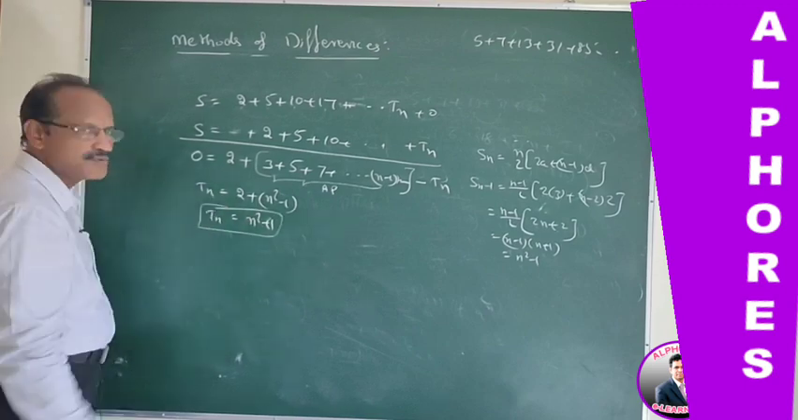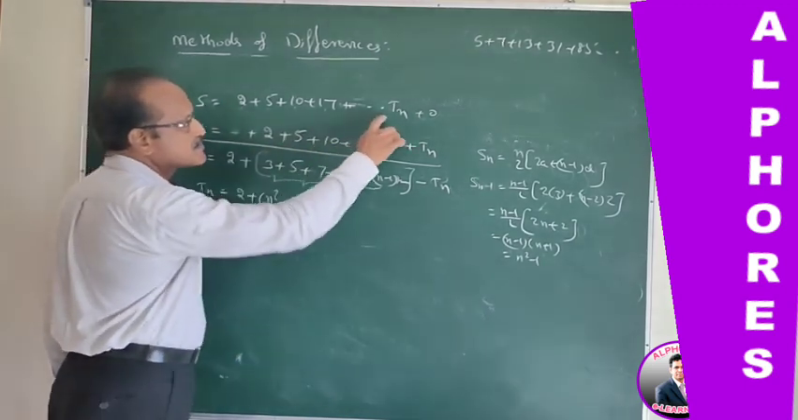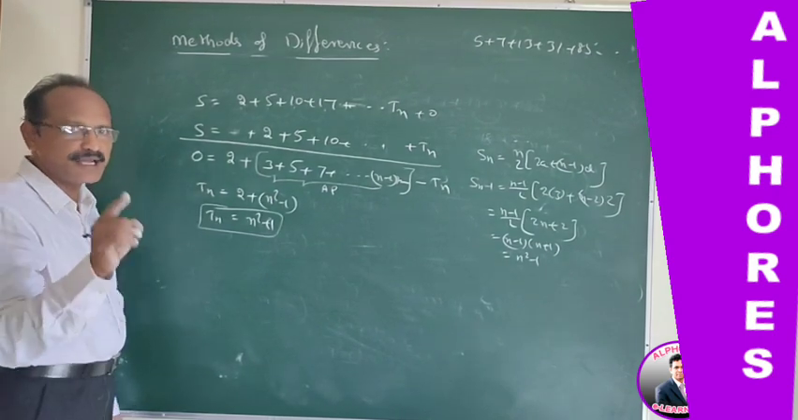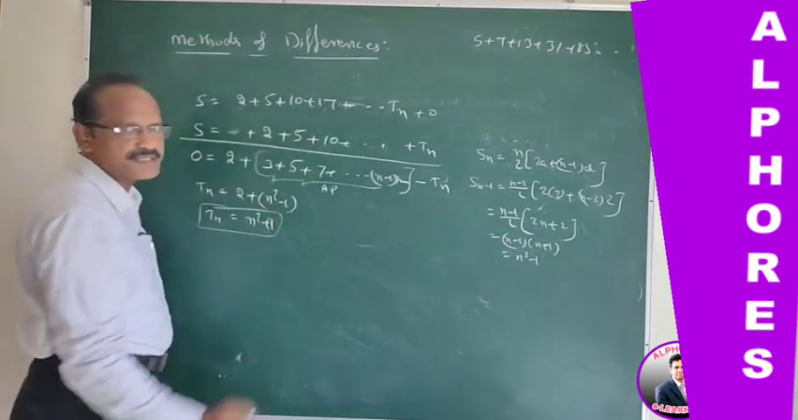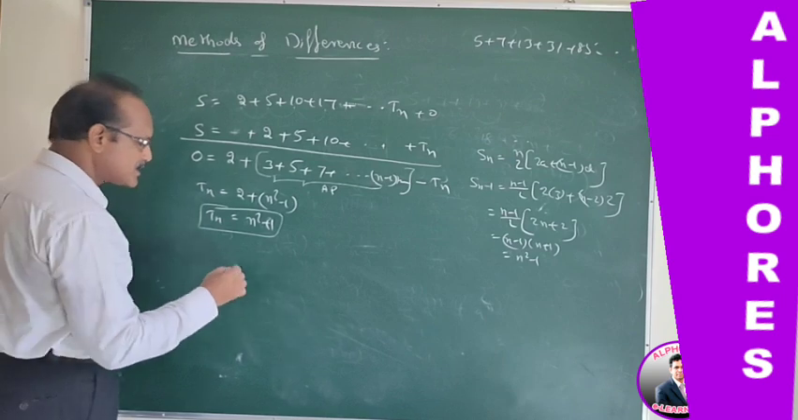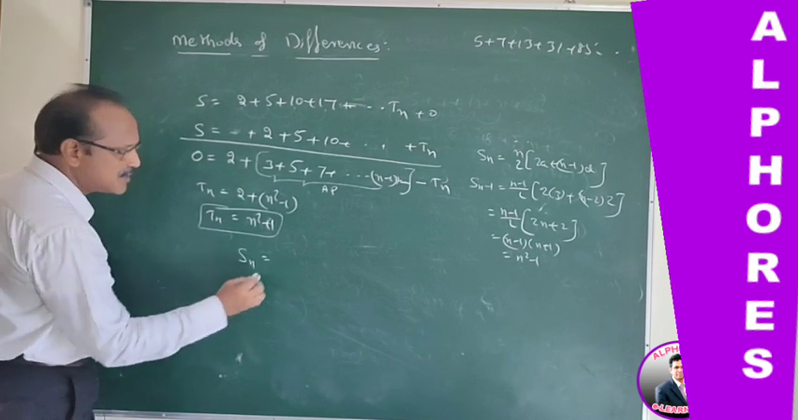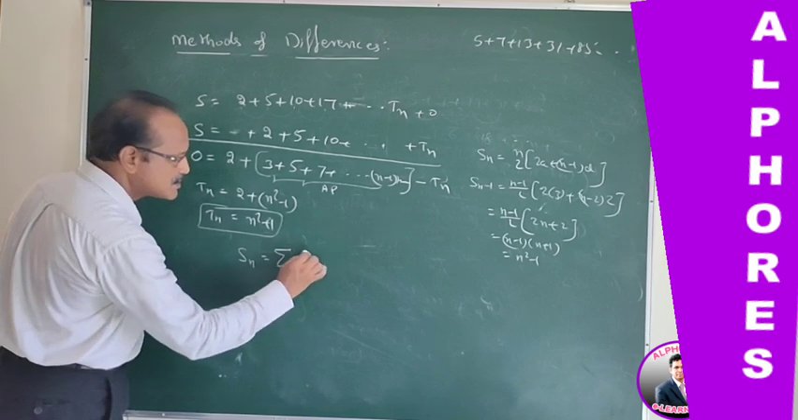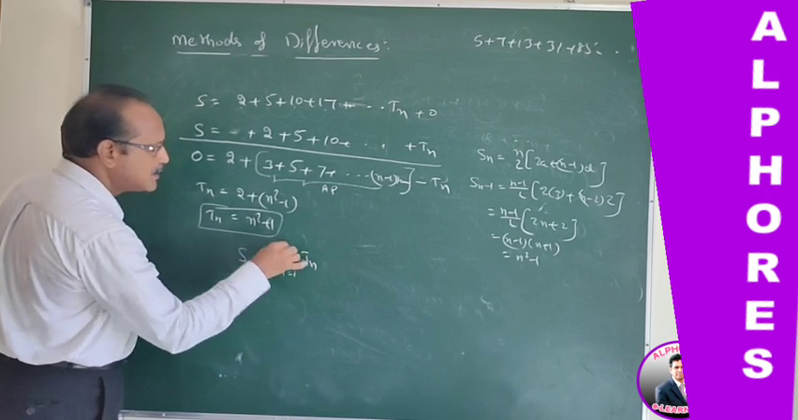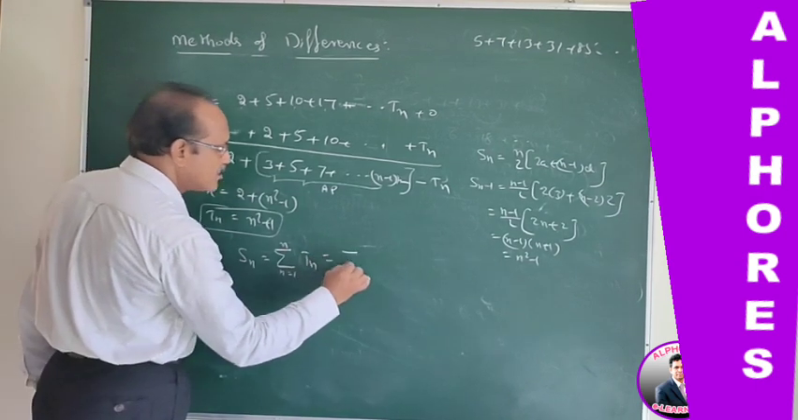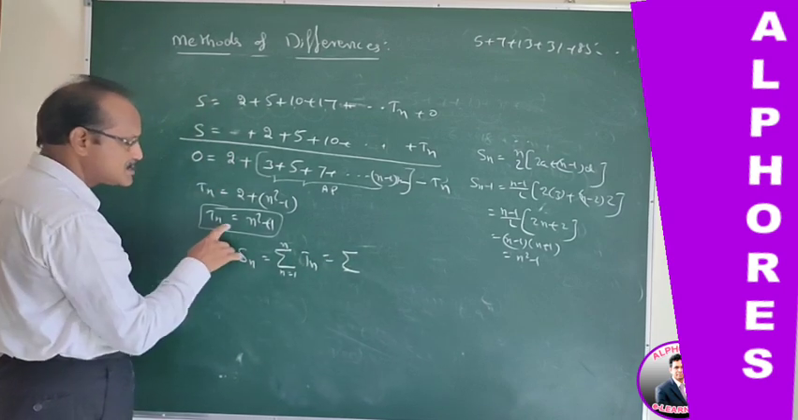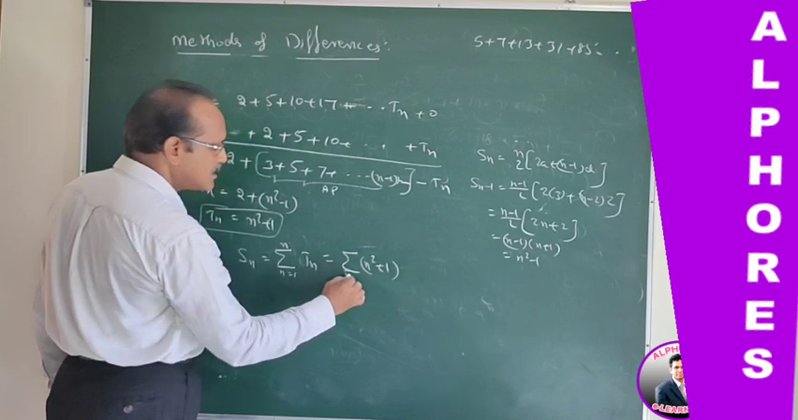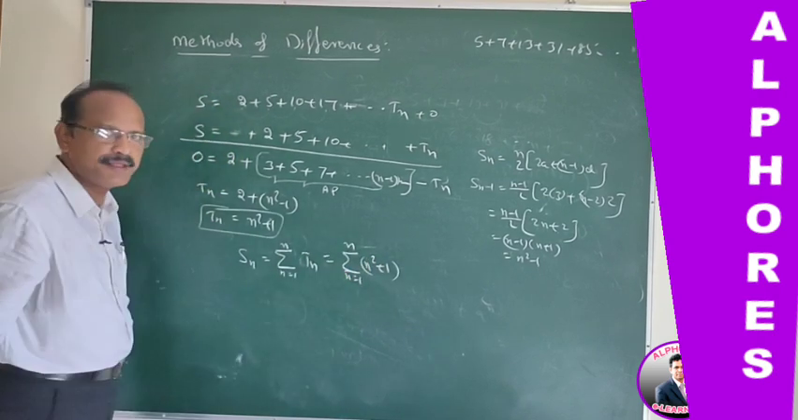Now we have calculated only the nth term of the sequence. But you have to calculate the sum to n terms of the sequence. Now we are going to calculate the sum to n terms. You know, the sum to n terms is nothing but sigma of the nth term of the sequence, where n goes from 1 to n, that is sigma of Tn. This is the Tn value, I am writing n square plus 1 here, n from 1 to n.